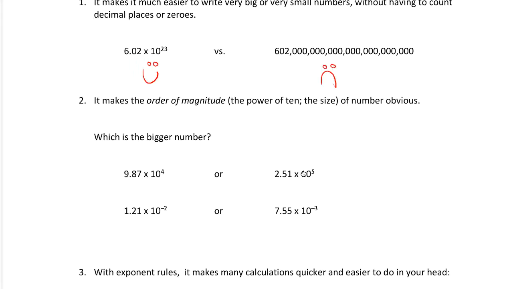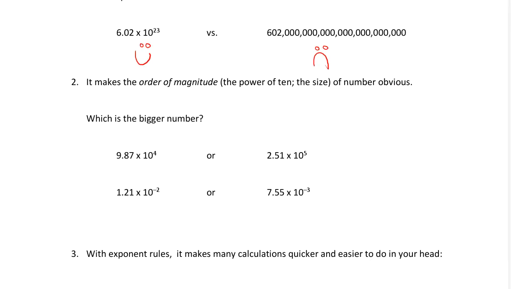It also makes the order of magnitude, by which we mean the size, the power of 10, very obvious. So if I wanted to compare these two numbers, all I have to do is compare the powers of 10 to figure out which is the bigger number, because the part over here is always going to be between 1 and 10. So if this 5 is bigger than that 4, that means this is the bigger number. I don't have to even look at the 2.51 or the 9.87. Similarly down here, 10 to the negative 2 is bigger than 10 to the negative 3, and so this is the bigger number than that.